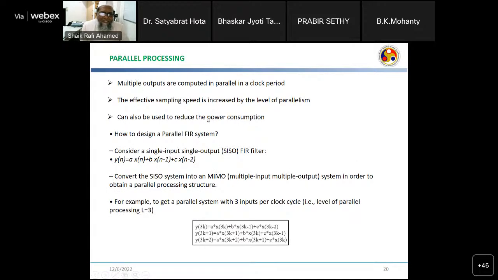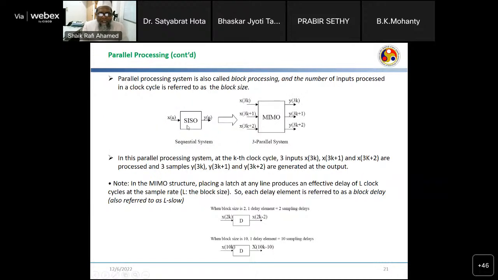As the name implies, in a single input, single output system, we feed one sample, and after some time we get the first processed sample. Whereas parallel processing is nothing but a MIMO system, multiple input, multiple output system. In the single input, single output system, this is sequential, a SISO system. We feed X0, and if I take a 3-tap FIR filter, after Tm plus 2Ta I'll get Y0. If I feed X1 after Tm plus 2Ta, I'll get Y1.